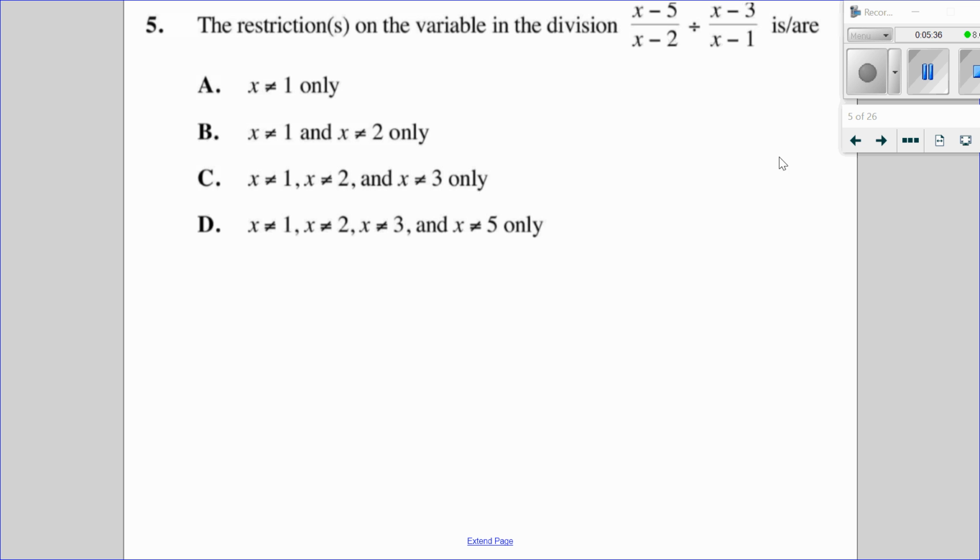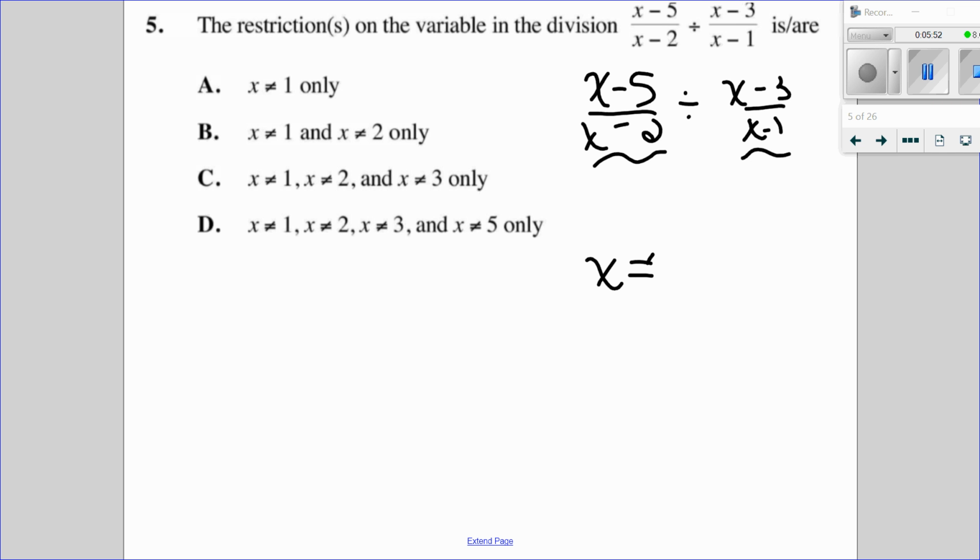Okay, and this one here, the restrictions on the variable in the division question. So everything is factored, or there's nothing to factor. Now remember, for division, well, let's start off. We're going to have restrictions in the denominator. So for sure, x can't equal 2 and 1. Okay, so I have those restrictions for sure.